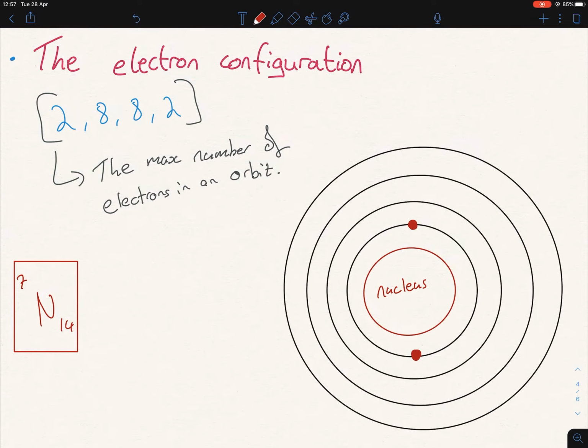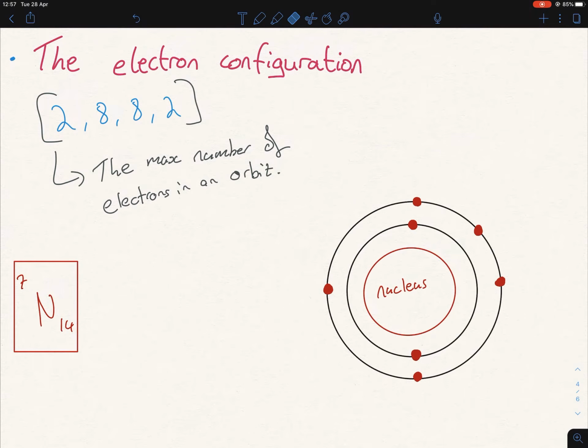So 7. Okay, so 2 from 7 is 5. That means I have 5 more electrons. Well, the 5 electrons go in here. Okay, I know there's 8 here, but that's the max number of electrons that this orbit can hold. Okay, so we're going to put in our 5. And again, I put them as far apart from each other as possible. So 1, 2, 3, 4, 5. So that means the last 2 orbits there don't exist. Okay, let's count it up. We have 1, 2, 3, 4, 5, 6, 7.